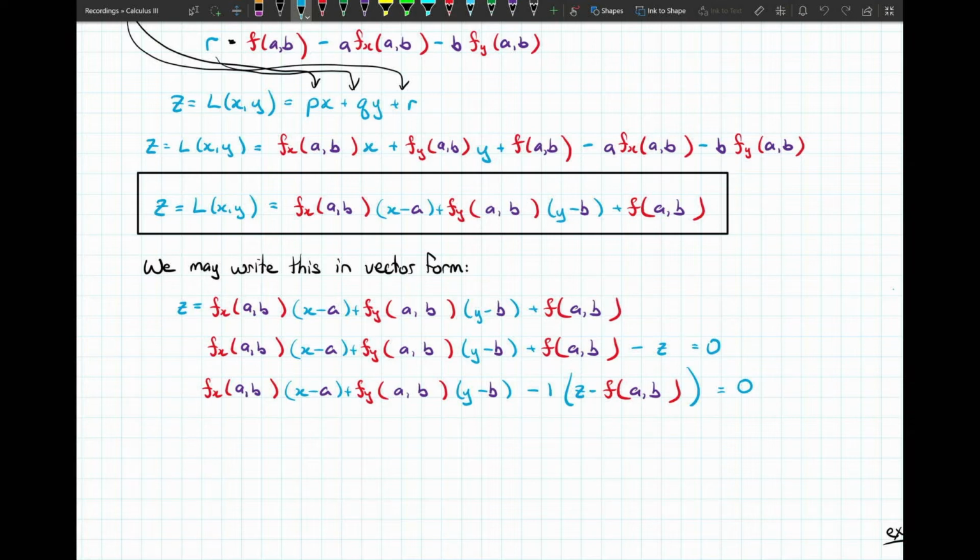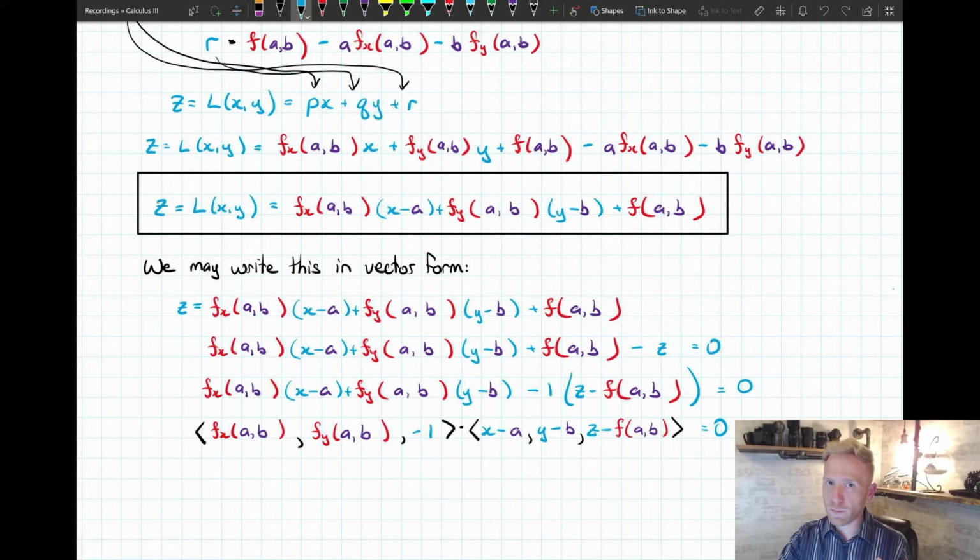Now we can see that there are going to be three coefficients for these three terms. The first coefficient is just going to be f partial x at a comma b. The second term has a coefficient of f partial y at a comma b. And this third term, we have a -1. Let's put that into a vector. Then we can go ahead and use our dot product. And our other vector is going to be the remaining parts of those factors: x minus a, y minus b, and z minus f of a comma b. So that looks a lot like x minus x naught, y minus y naught, and z minus z naught, with the right-hand side equal to 0.